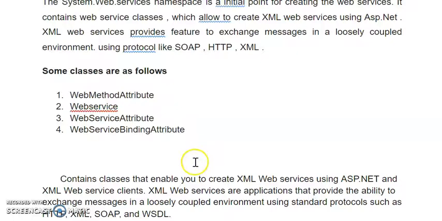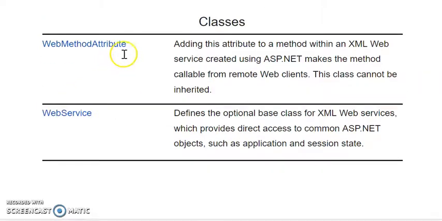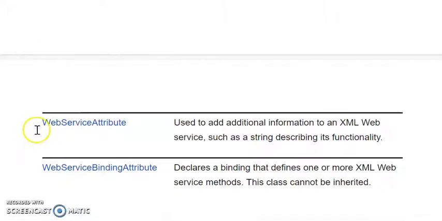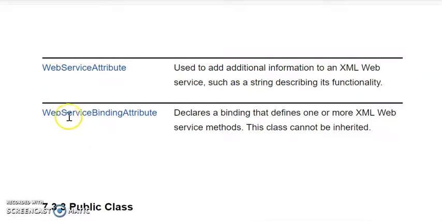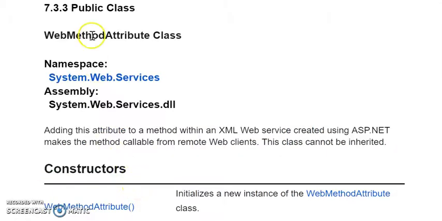Now we have seen that a single web service can be used in different heterogeneous applications. So which are the different classes? These classes are the WebMethod attribute, the WebService attribute, the third class, and the fourth class is the WebServiceBinding attribute. Some information is given over here: the WebMethod attribute, then WebService attribute, and WebServiceBinding attribute.